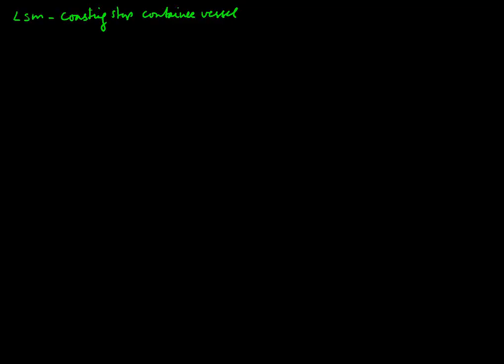Hello there, we have another screencast of the least squares method, this time with a coasting stop of a container vessel. Say we have a time measurement and a speed measurement in knots, and time is in minutes. And we got the following measurements.